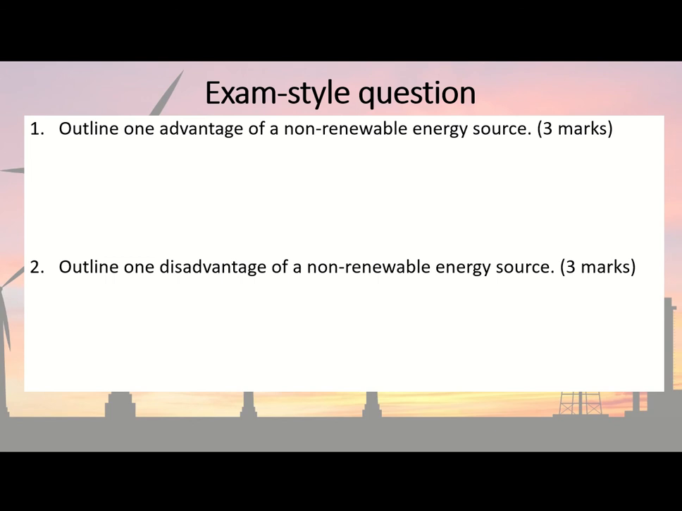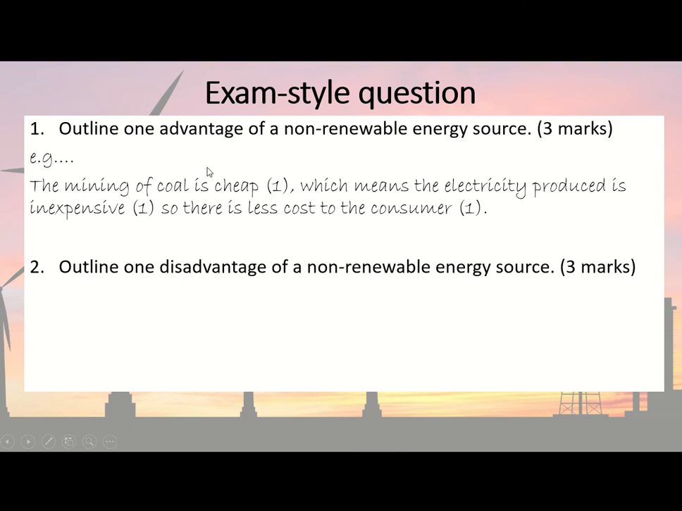Now I'm going to dissect this for you. Outline is like explain, so you're going to have to give reasons, you're going to have to use connectives, and it's one thing we're going to have to outline, but for 3 marks. So that one thing, which is an advantage of a non-renewable energy source, coal, one advantage of coal, I've not just got to say what an advantage is, I've got to then expand upon that and tell me why that's so good.